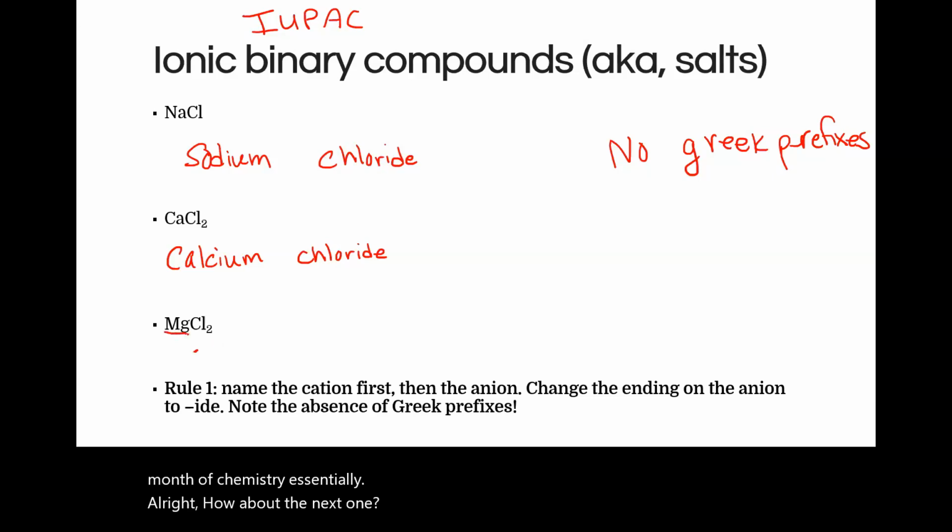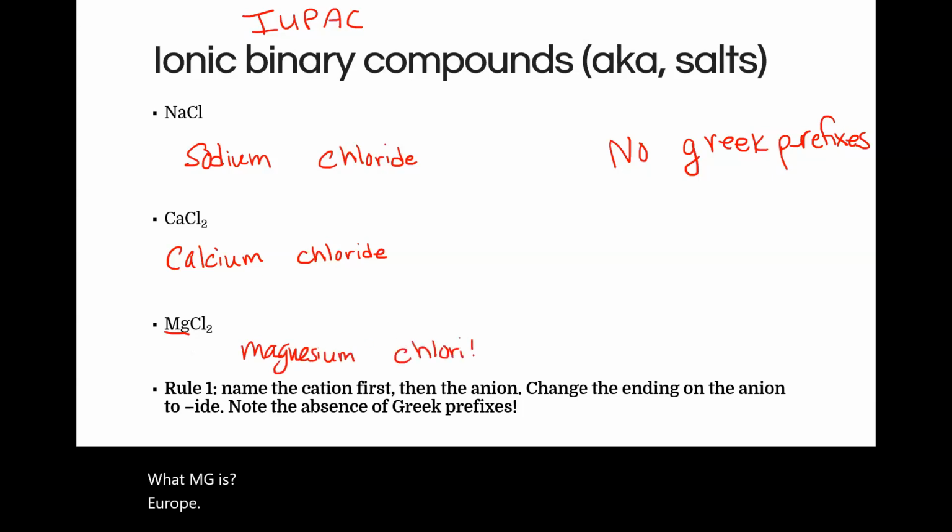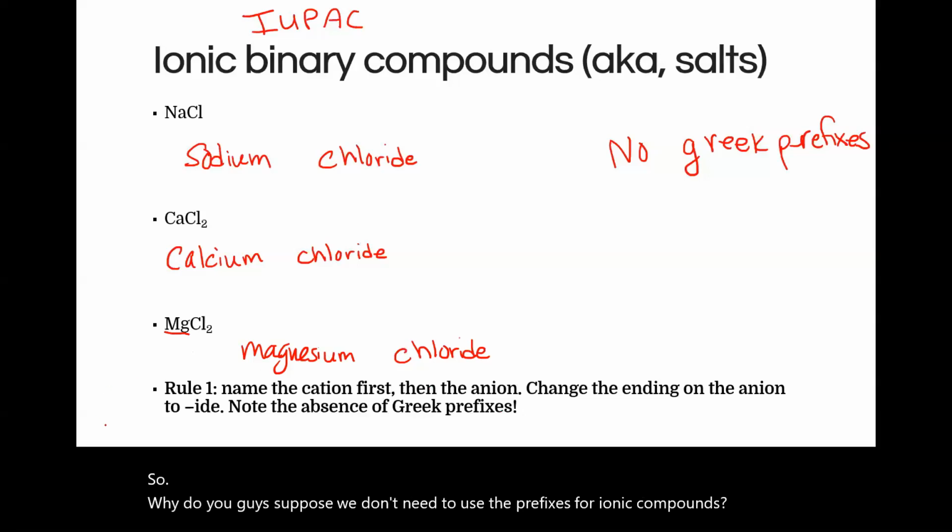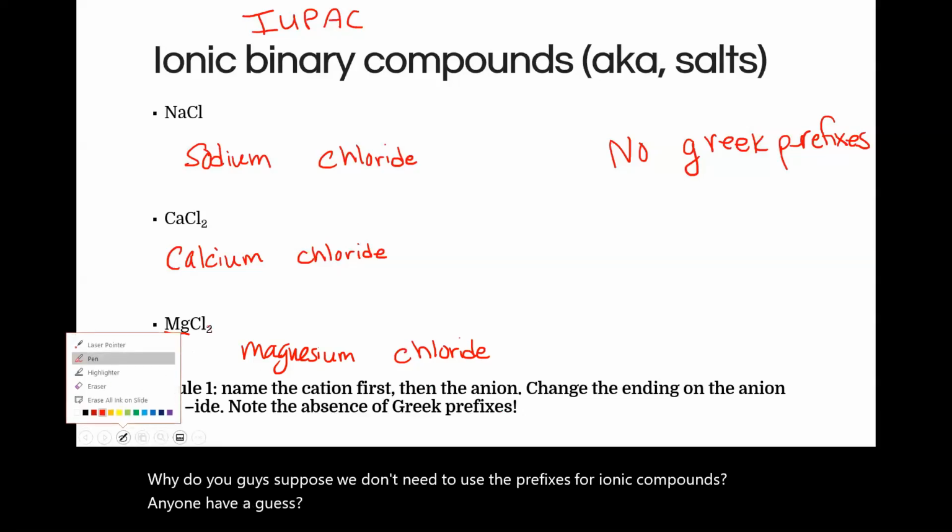All right, how about the next one? Anyone know what Mg is? Magnesium Fluoride. Yep. So, why do you guys suppose we don't need to use the prefixes for ionic compounds? Anyone have a guess? Why aren't we saying how many chlorine are there?